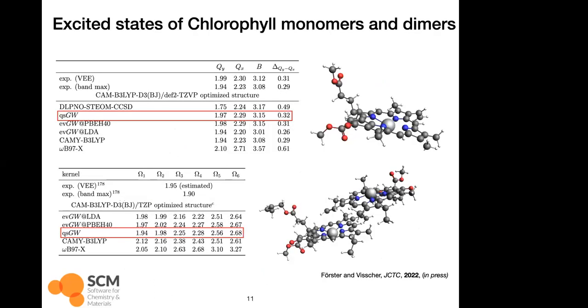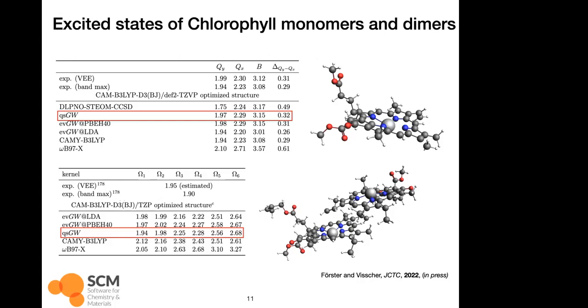What else can you do? Well, now moving on to BSE, we have recently also calculated some excited states of chlorophyll monomers and dimers. And so you see here in these tables, comparison to experiment. So the most relevant comparison is here the vertical excitation energy, VEE, because that's what we calculate in our linear response calculations, and we do not take into account any vibrational effects.